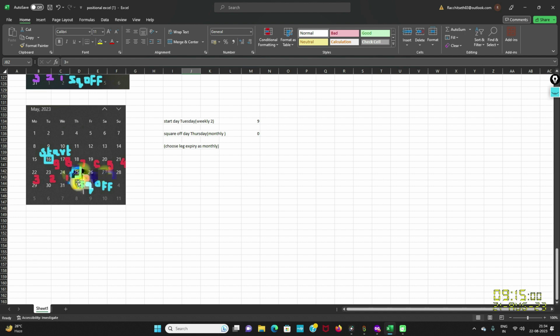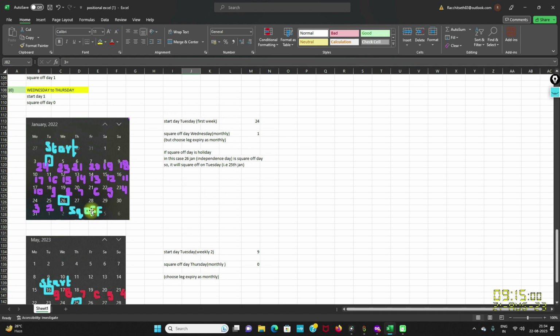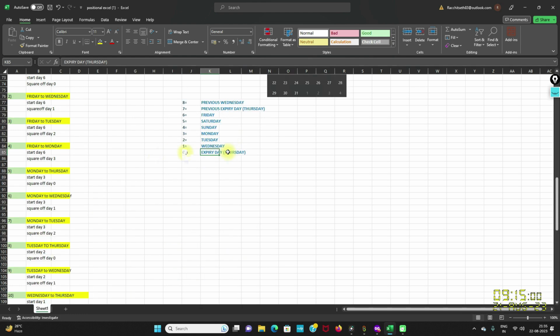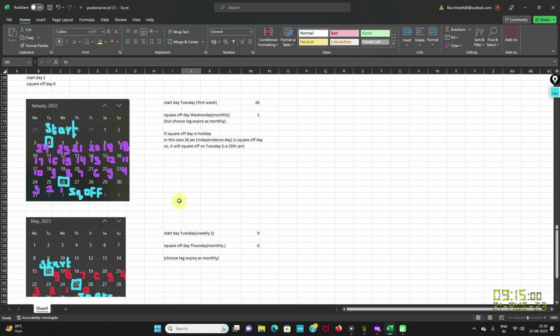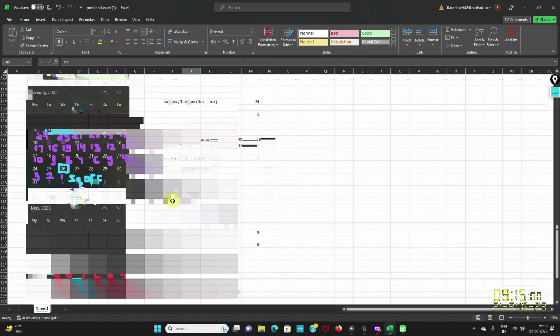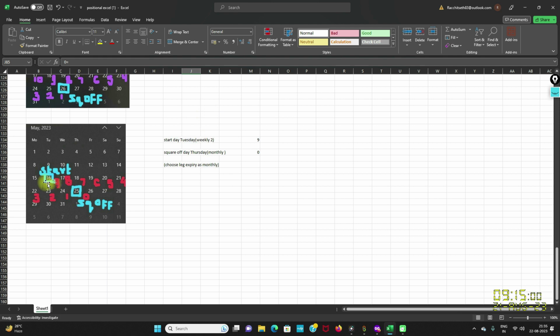So what you can do is, because it's a Nifty or a Bank Nifty portfolio, 0 we have assigned for Thursday. You can see from here, 0 we have assigned for Thursday, correct? So I'll just mark this square off day as 0 and count backward. 0, 1, 2, 3, 4, 5, 6, 7, 8 and 9. So 9 has been assigned to the start day. So 9 will be my start day and 0 will be my square off day. So this way you can calculate your start day and square off day as per your strategy requirement.